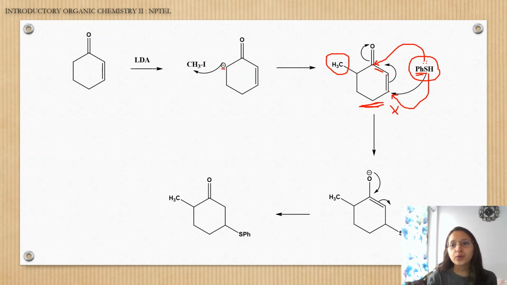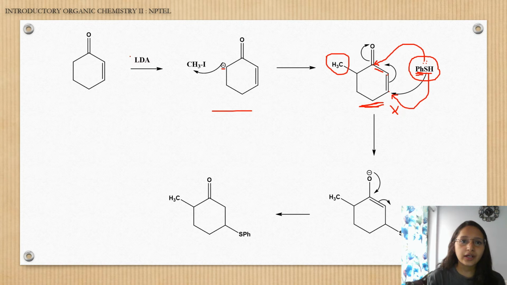So this PhSH has a tendency to give you 1,4 addition. Excuse me, ma'am. Yes, you tell me. Ma'am, can you repeat this thing, ma'am? LDA, how is this carbocation, this CH3I, attacking at that place? Okay, the second one. This one, right?